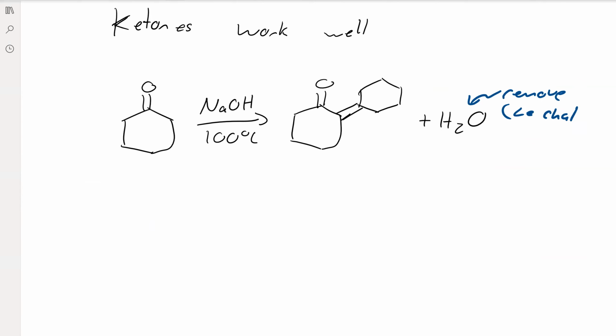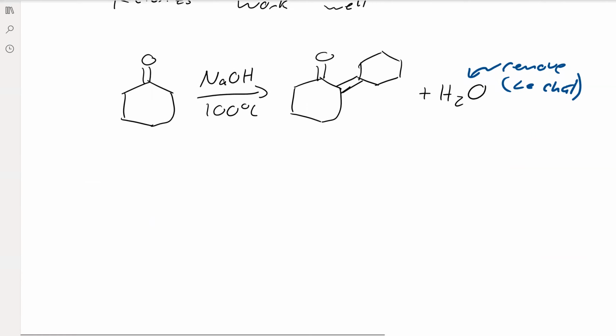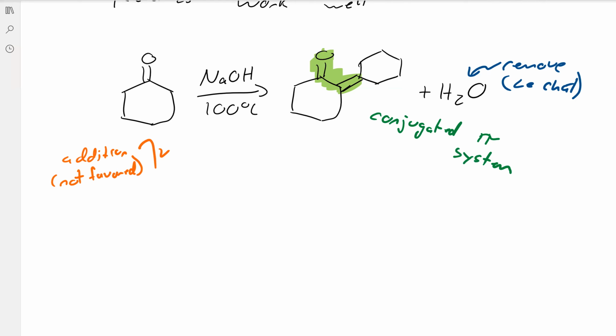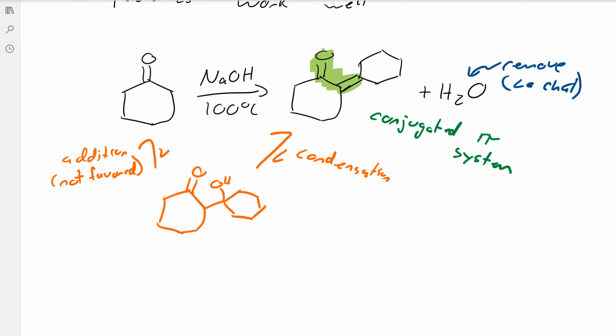And that's all based on Le Chatelier's principle, right? Remove some product, we'll push the equilibrium towards the right. Another reason that this is more favored than just the aldol addition is because we have this conjugated pi system, which helps make the product more stable and thus more favored, right? So think about the steps that would go on here. First, it would be the addition, which is generally going to be not favored for ketones. Right, this beta hydroxy ketone. And then upon the application of some heat, we'll get the condensation step. And this will be favored due to the conjugated pi system and the fact that we're removing some water.